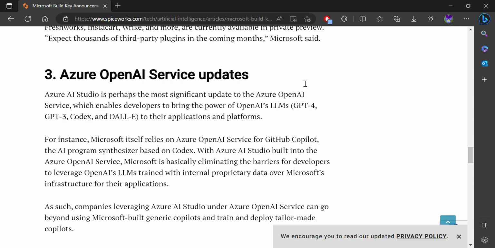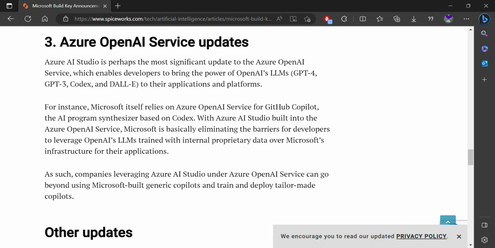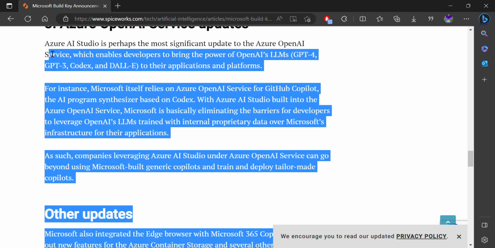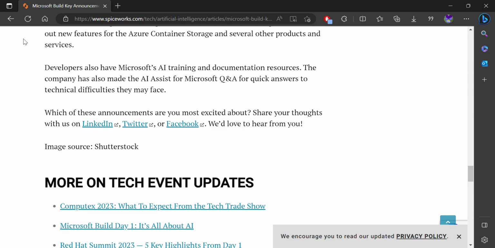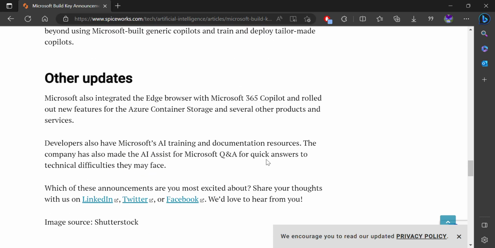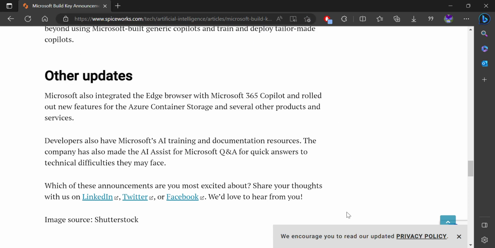Now to OpenAI service updates, and some of the advanced technologies that are coming up. And other updates, so Microsoft announced Microsoft Edge business is also coming up. Microsoft Edge 5 co-pilot and all of the features like Azure container storage, and several other products and services.